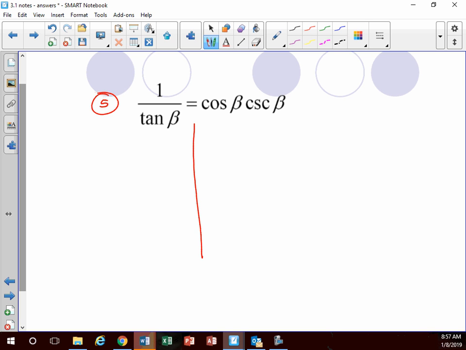Okay, guys, some of you are going to end this one with cotangent equals cotangent. Some are going to end with cosine over sine equals cosine over sine. That's fine. You could have 1 over tangent equals 1 over tangent.